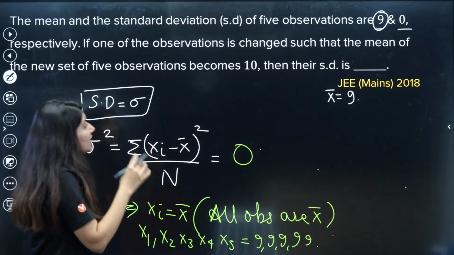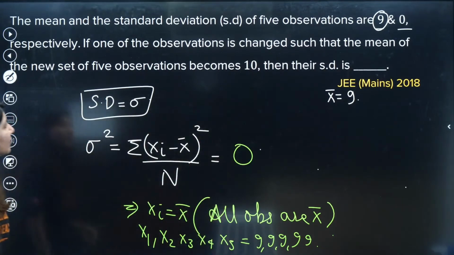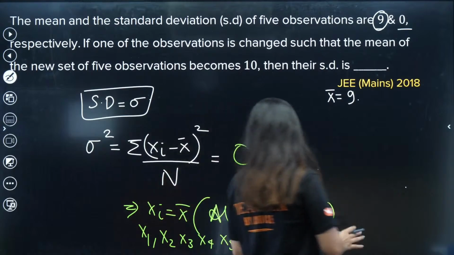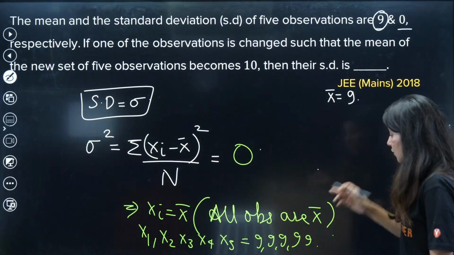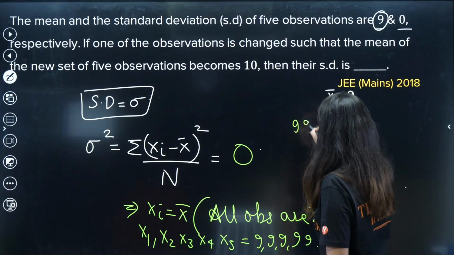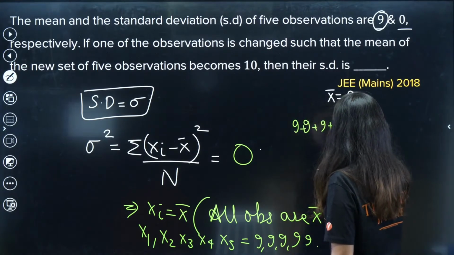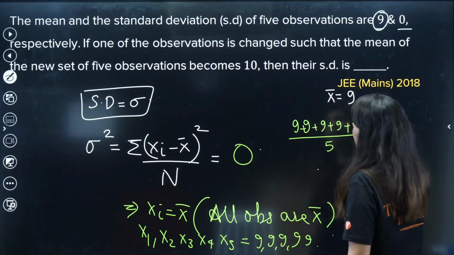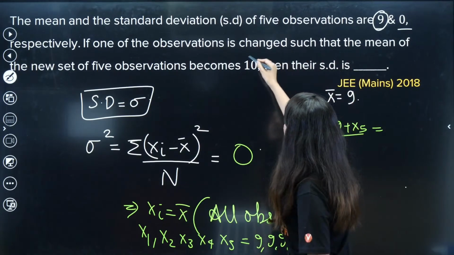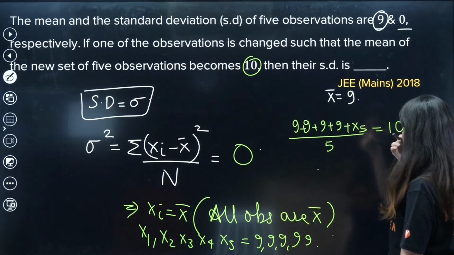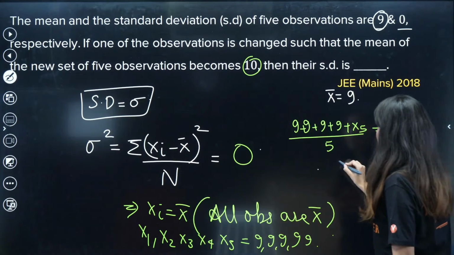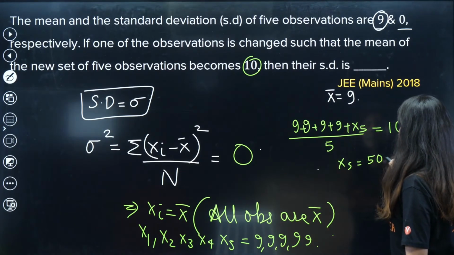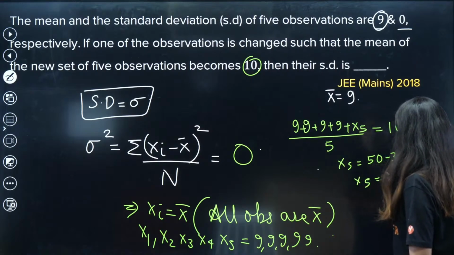If one of the observations is changed such that the mean of the new set of 5 observations becomes 10, then their standard deviation is, right? So now the question is saying that one observation out of all this has been changed. So all 4 are 9, let's say. So 9 plus 9 plus 9 plus 9 plus x5, whole upon 5, and the new mean is what? 10. Right? New mean is 10. So now here we can calculate x5. So x5 would be what? Tell me, 50 minus 36. So the fifth observation would be 14.